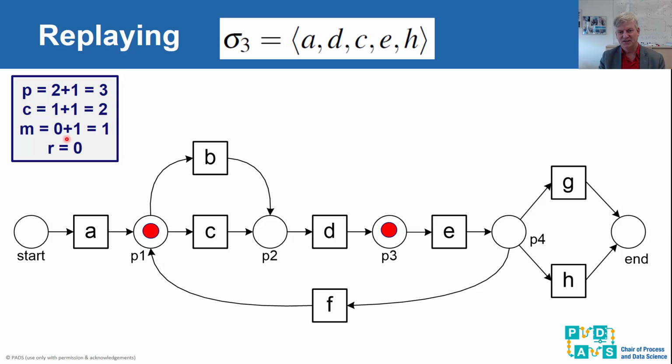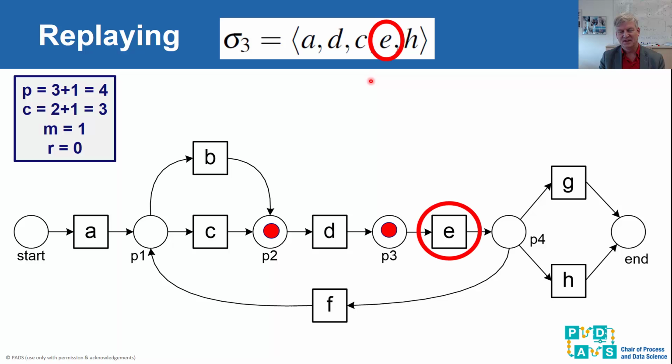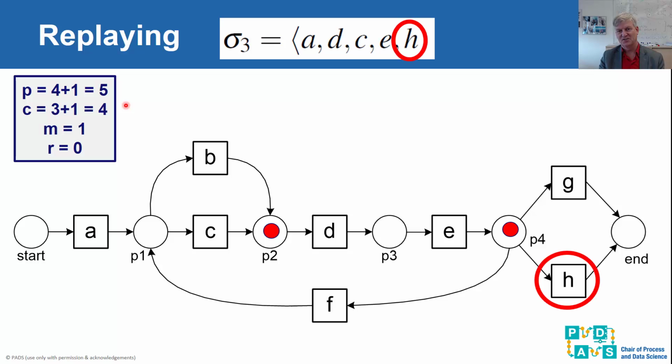After doing D, we now see that C is being executed, and this is business as usual. We consume and produce 1 token. That's what you see here. So we have now executed the trace until this point. Now we need to execute E, and that is possible. We update the P and C counters again by 1 to reflect this execution. Finally, the log says we need to do an H, and if we do an H, we again produce and consume 1 token. So we update our P and C counters.